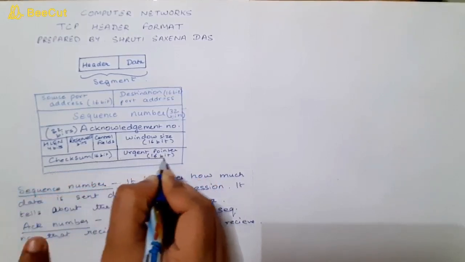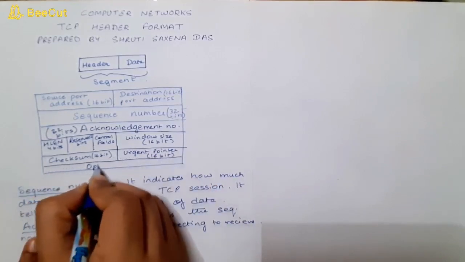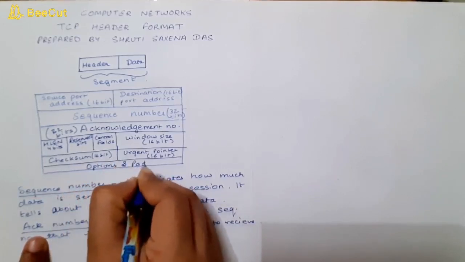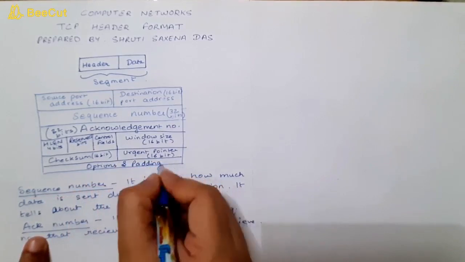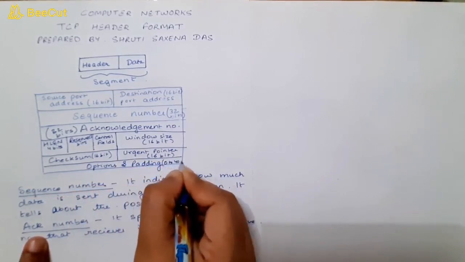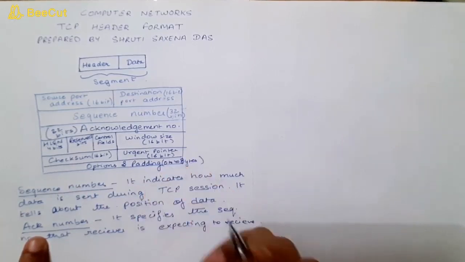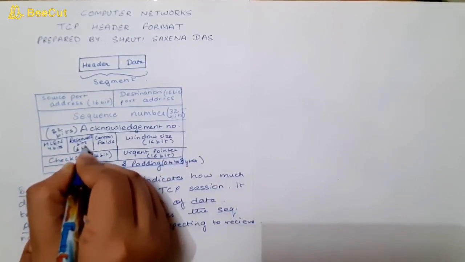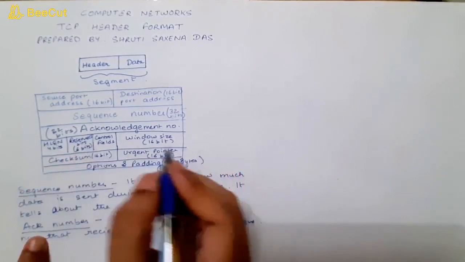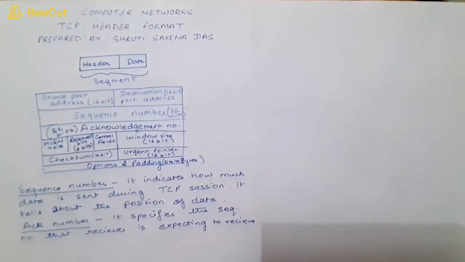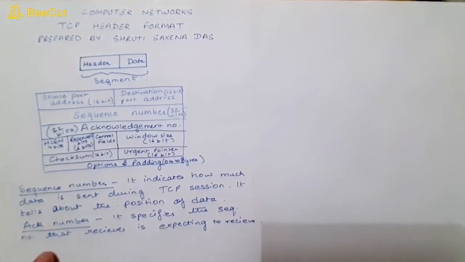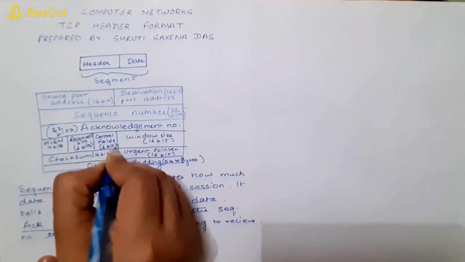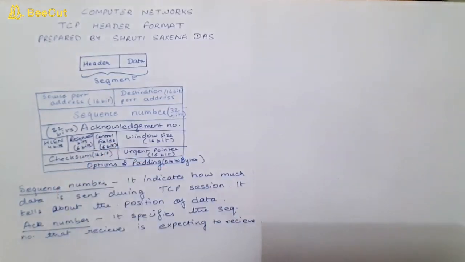And then at the last we have options. This is basically additional information for the receiver, along with padding. This is from 0 to 40 bytes. The reserved field is 6 bits. And then we'll discuss the control fields. These are the 6 control fields which we use. Each field is 1 bit, so the total is 6 bits.